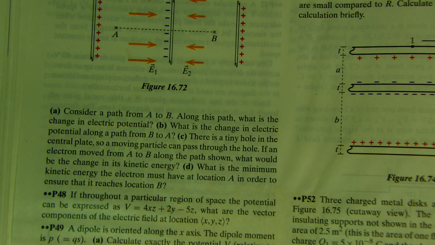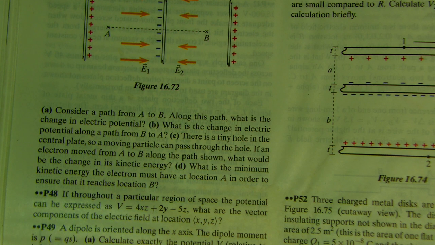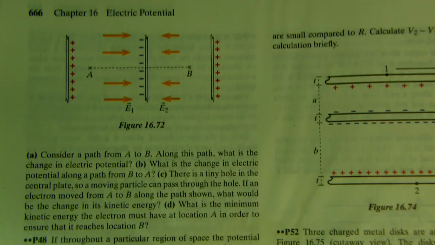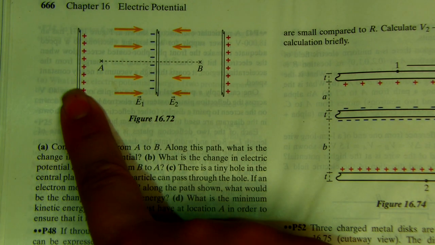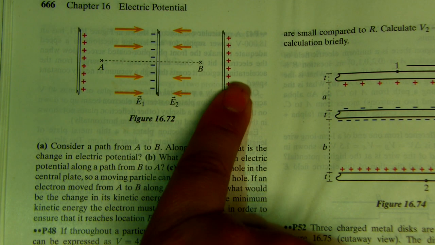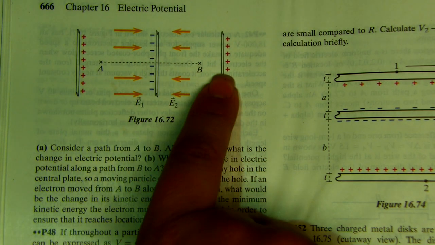All right, so I've had a request to do problem number 47 and to really talk through how to think about it. So in this problem, we have a set of two capacitors. We have a positive plate, a negative plate, and then another positive plate, resulting in two different fields and a path going from A to B.